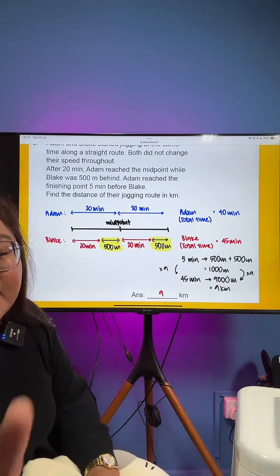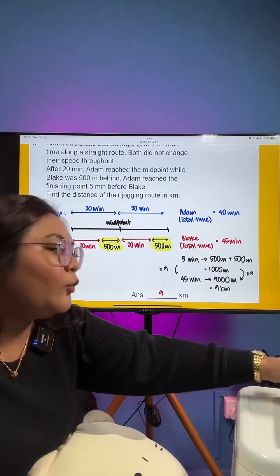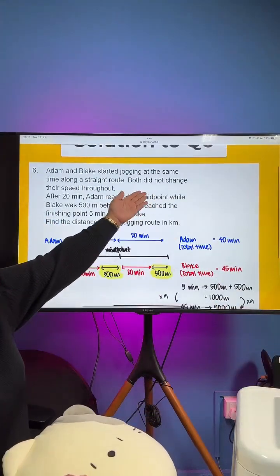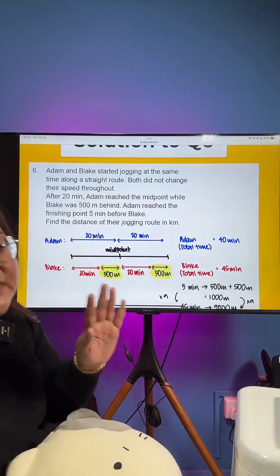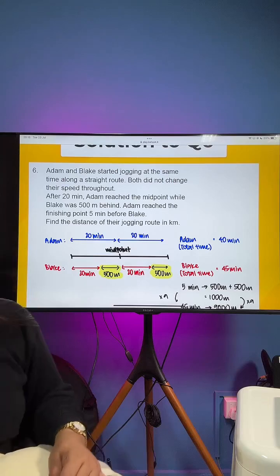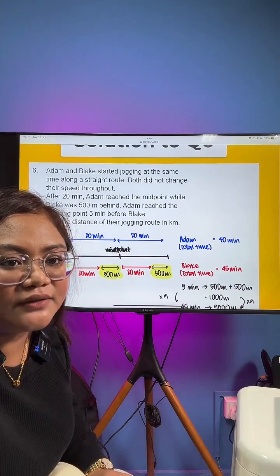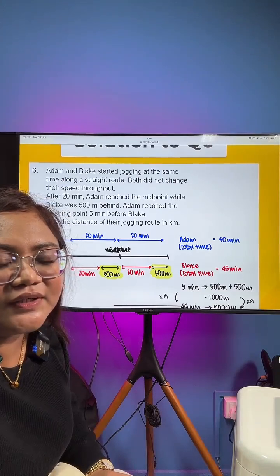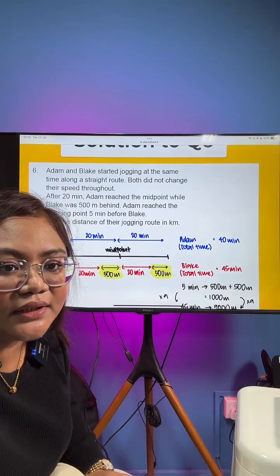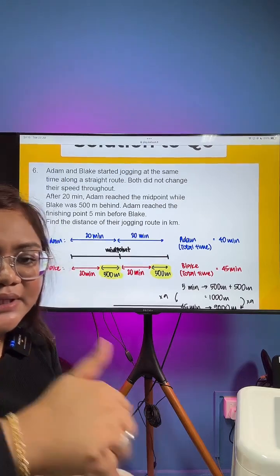Good question, right? What if they get tired and slow down for a second? Well, the question did say they did not change their speed throughout. So we don't need to see whether they are tired or not. We can just assume the speed is the same. Any questions so far? So everybody understand so far?